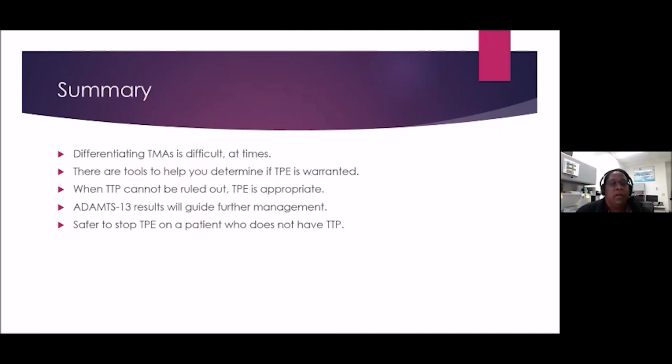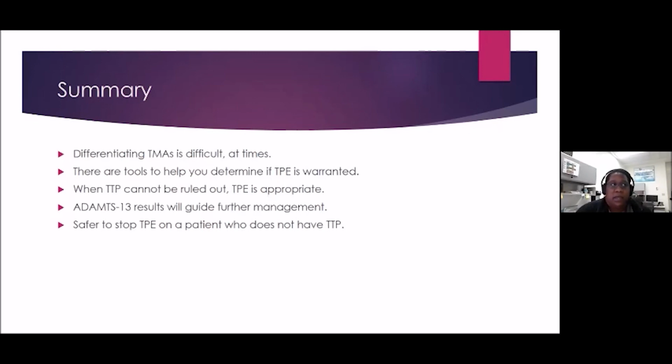The point that I wanted to get across is that sometimes trying to figure out which TMA you have is difficult. It's not always clear cut. Generally, there's not a slam dunk sign or symptom that's going to say, this is absolutely TTP. So when you cannot rule out TTP, you should start plasma exchange, and you wait for your ADAMTS13 results to come back to guide further management.